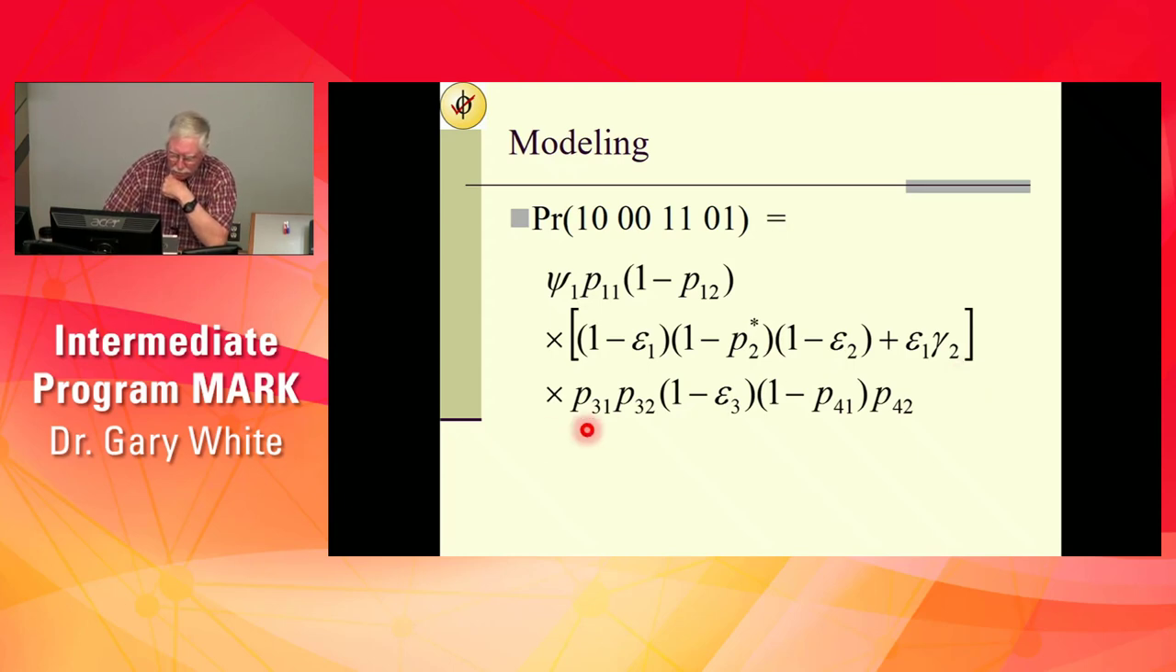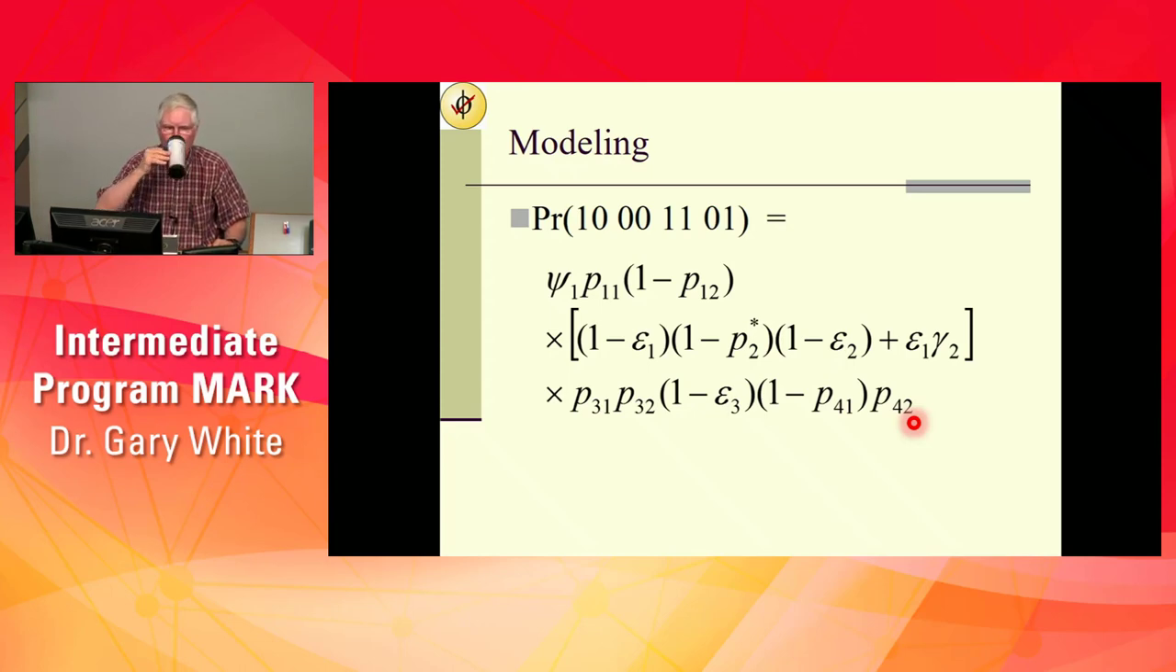And then you've got the 1-1, we saw it on 3-1 and 3-2, so that's why the 1-1. It did not go extinct because it was still occupied on the fourth occasion. So that's why we have a 1 minus epsilon 3, and then we have a 1 minus P41, P42. Again, it's not that you've got to be able to write these things out. It's just that you got to get a good feel in your head about what these different parameters mean. Mark does all this for you, obviously. But you've got to be able to understand what the epsilons and gammas and p's and psi's are all about.